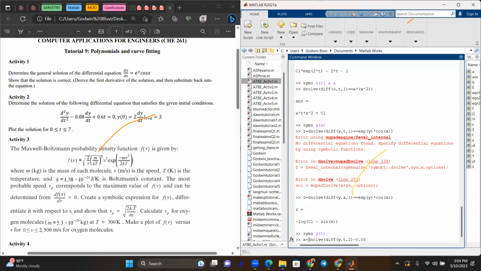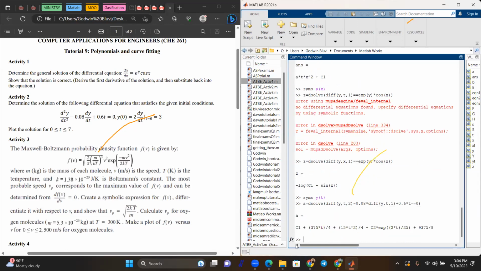0.08 times diff, open bracket, y, comma t, comma 1, close bracket. Do you get it? Plus 0.6 times t is double equal to 0. Are we here? Yes. We are here, right? Now let's solve this.